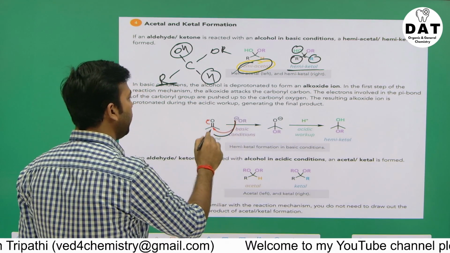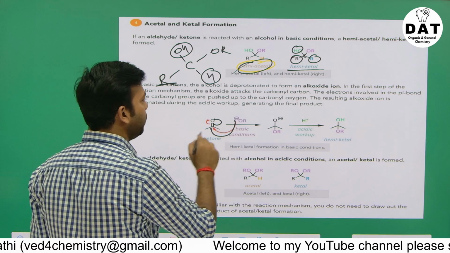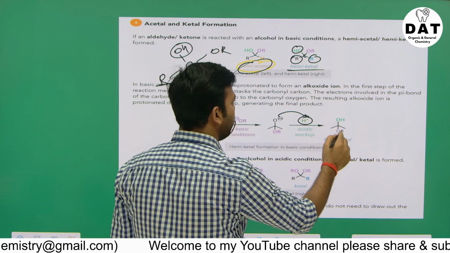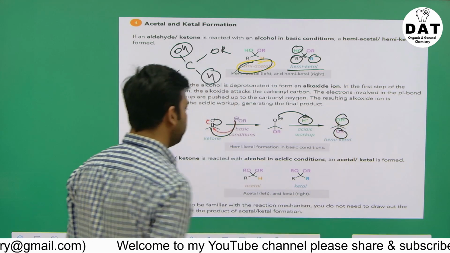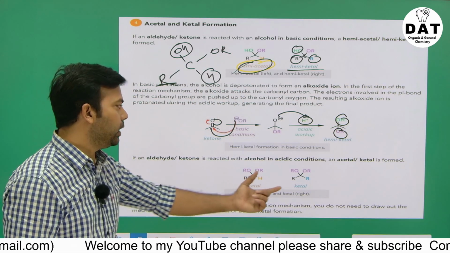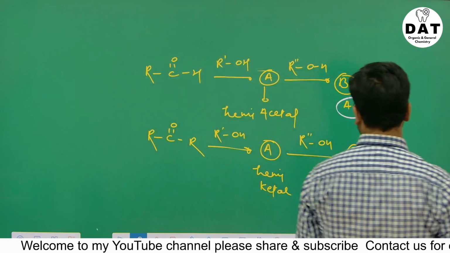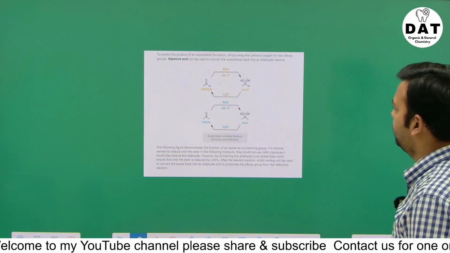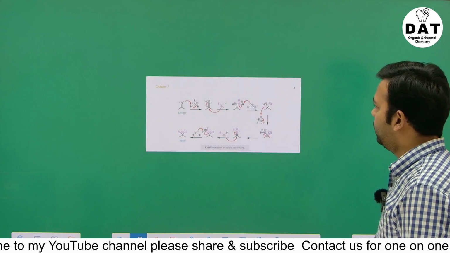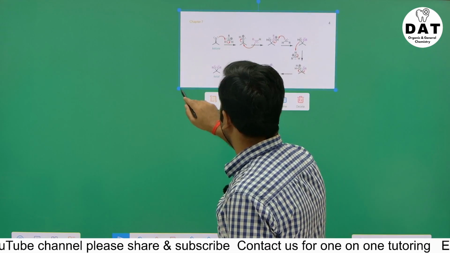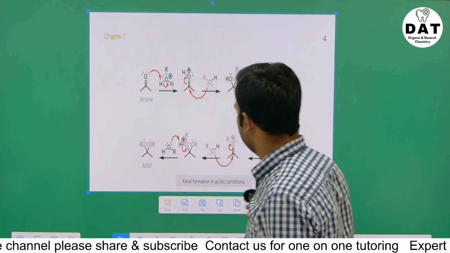The nucleophile attacks this carbon, this bond is going to break, so the O minus in the next step will be protonated and that forms OH and OR. Clear? And this is an acetal and this is a ketal. Now the next, this is again the same thing. There is no need to know the mechanism. I already discussed this with you.